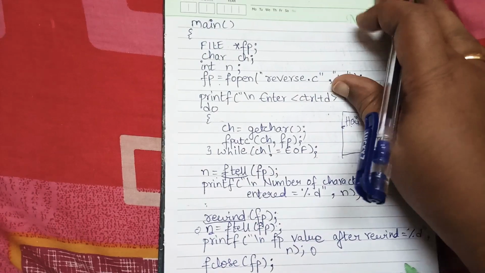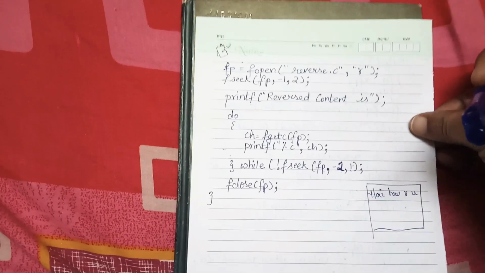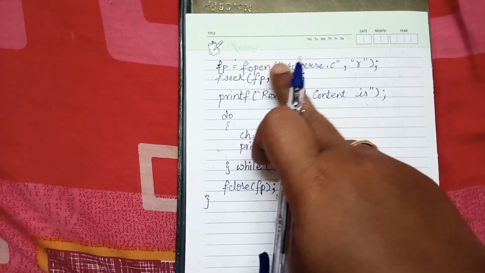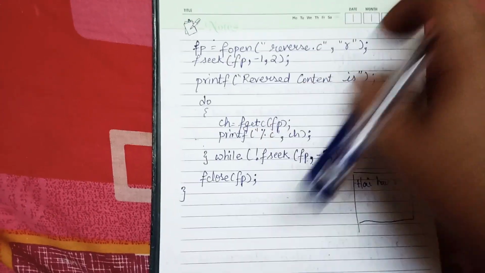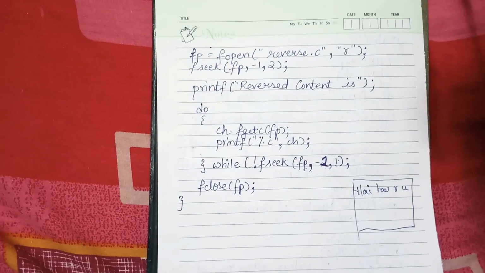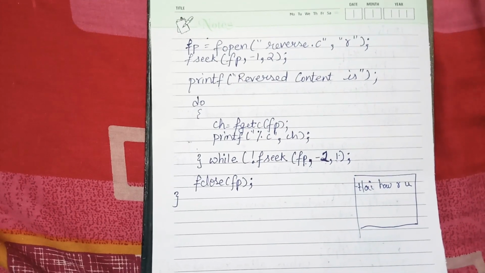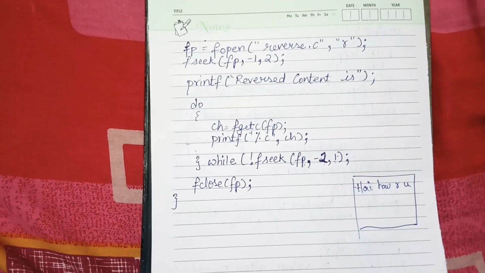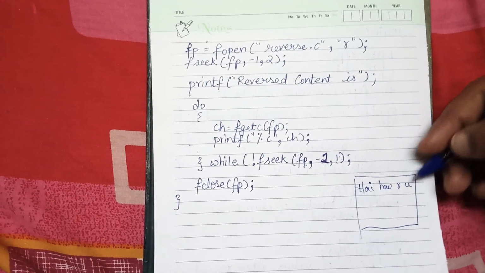Now we'll see the second part of the program where we are going to reverse the contents using the fseek function. Again, I'm opening the file reverse.c, in which mode? Read mode. Why? Because I'm not writing any contents, I'm just reading each and every character from the back side, and I will try to print it. So I have to print it from u. So how do I do it?